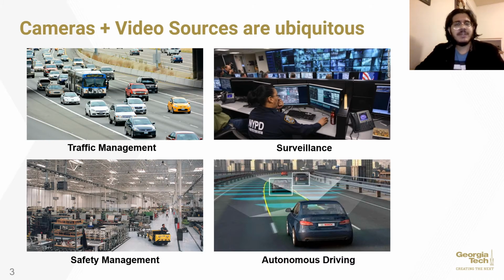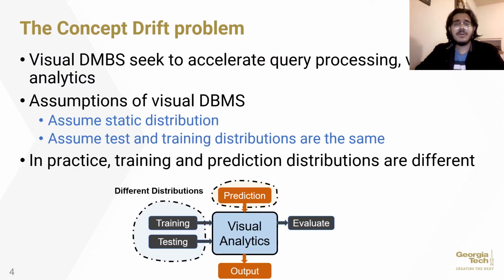Today, cameras and video data are ubiquitous. There are numerous applications, from traffic management to human and event surveillance, safety management on a factory floor, for example, or autonomous driving. In each case, video analytics takes center stage of the production workflow for data processing. Over the past few years, several DBMSs have been proposed for video analytics with a focus on speed, accuracy, or a combination of both.